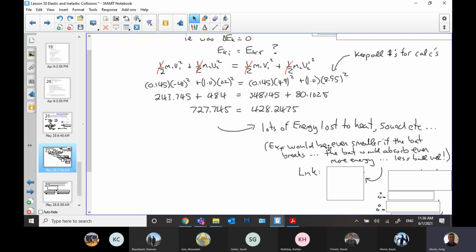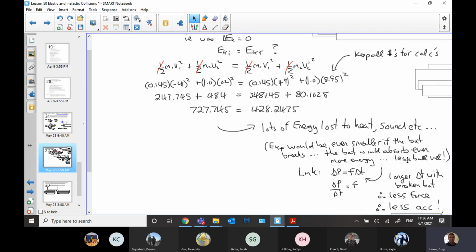The kinetic energy, what I have here, would be even smaller if the bat breaks. That's another example. You see a broken bat, and it often ends up being a single because the ball lands shorter than they were anticipating. So the outfielder's out too far, but you can picture some energy goes into breaking the bat, right? And so you end up with less velocity. So the force that is applied is less, right?